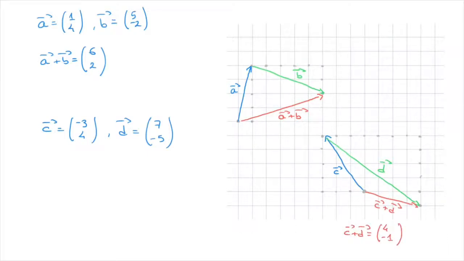which we could of course confirm by adding the two vectors C plus D algebraically. Indeed, we'd have negative 3 plus 7, which equals 4, and 4 plus negative 5, which equals negative 1. And there we have it. We've now learned one of the methods for adding two vectors graphically. And that's it for this tutorial.